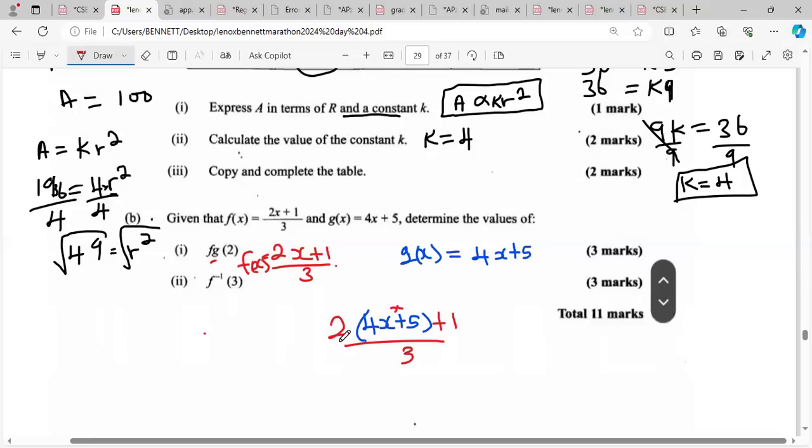So now we're going to multiply by 2. Each term, not just one. So 2 times 4, that's 8x.